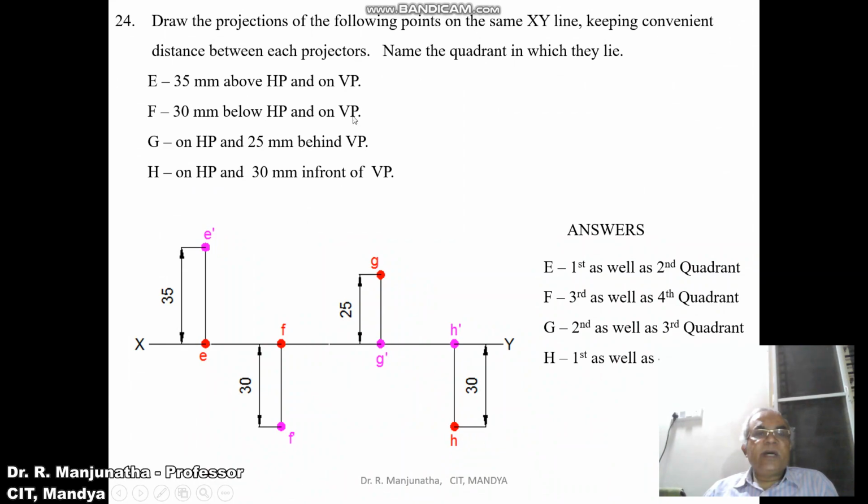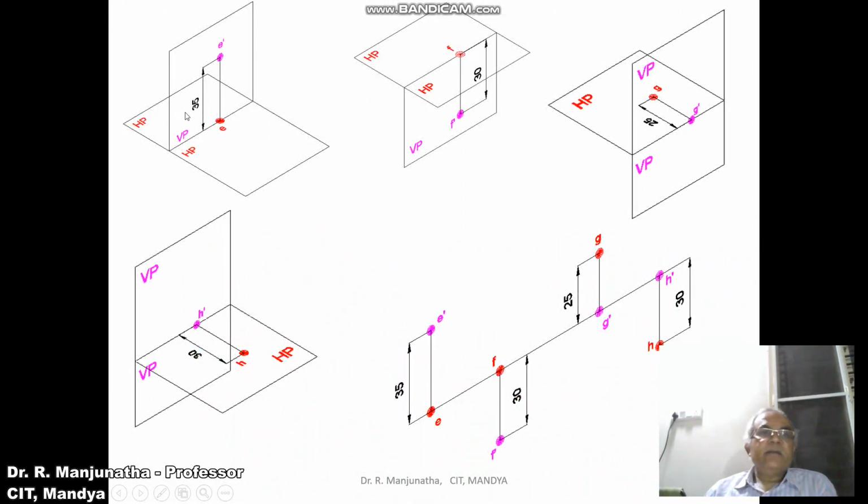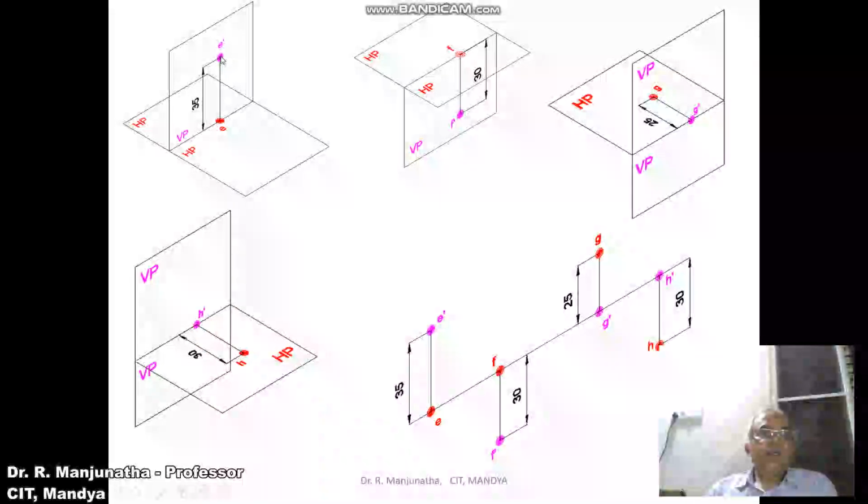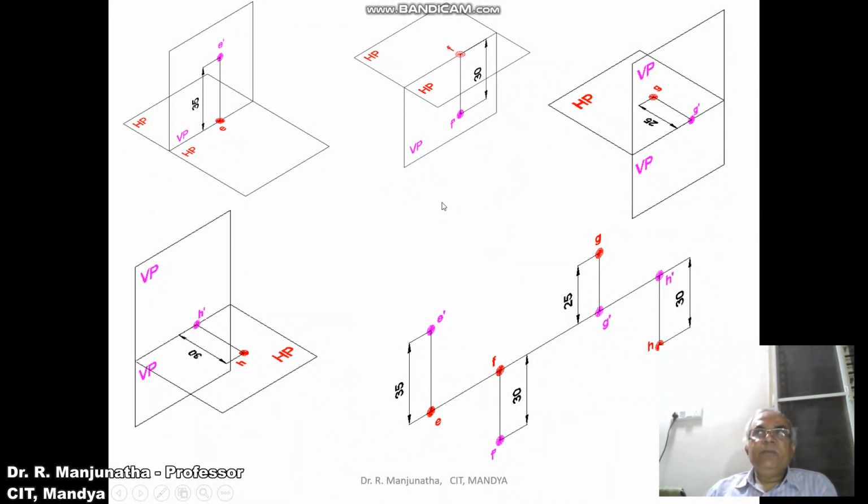Now we are going to consider them one by one. If you consider E above HP and on VP, above HP conditions will be there in the first and also in the second quadrant. Now we are going to consider the first and the second quadrant because it is on VP. So when you look from the front view, the point capital E is above HP by 35 mm. Above HP distance will be seen in the vertical plane, so since the projected point will be on the vertical plane, it will be E dash.